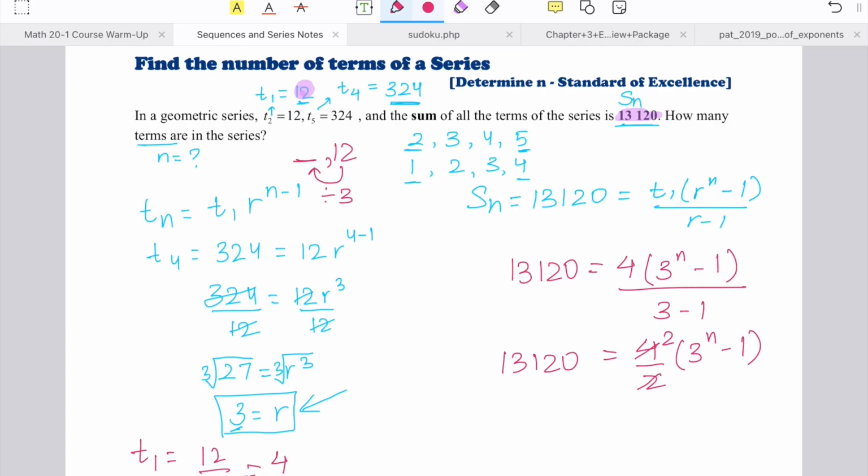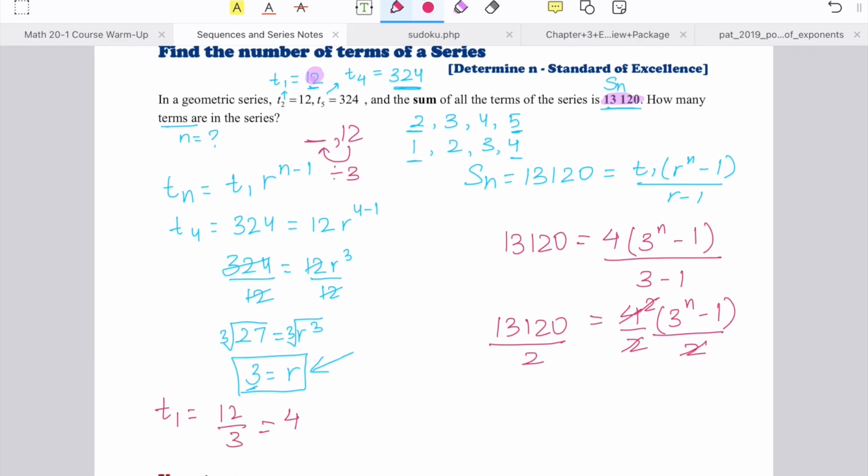Now we'll divide both sides by 2. 2 and 2 cancel. 13,120 divided by 2 is 6,560, which is equal to 3 to the power of n minus 1. Add 1 on both sides, and I get 6,561 is equal to 3 to the n. Now we need to make our bases the same, right? If bases are the same, powers will be equal, right? 3 to the power of 8 is 6,561. So n will be 8.